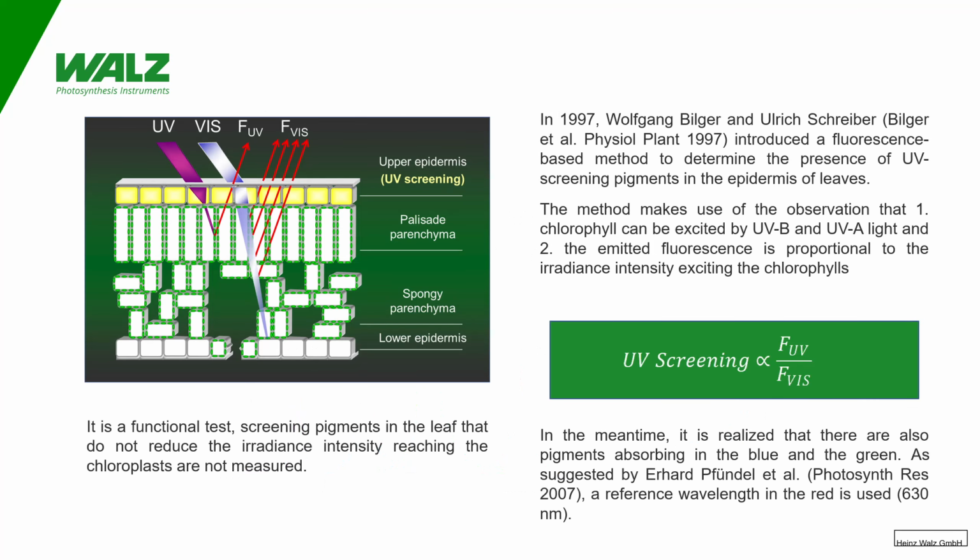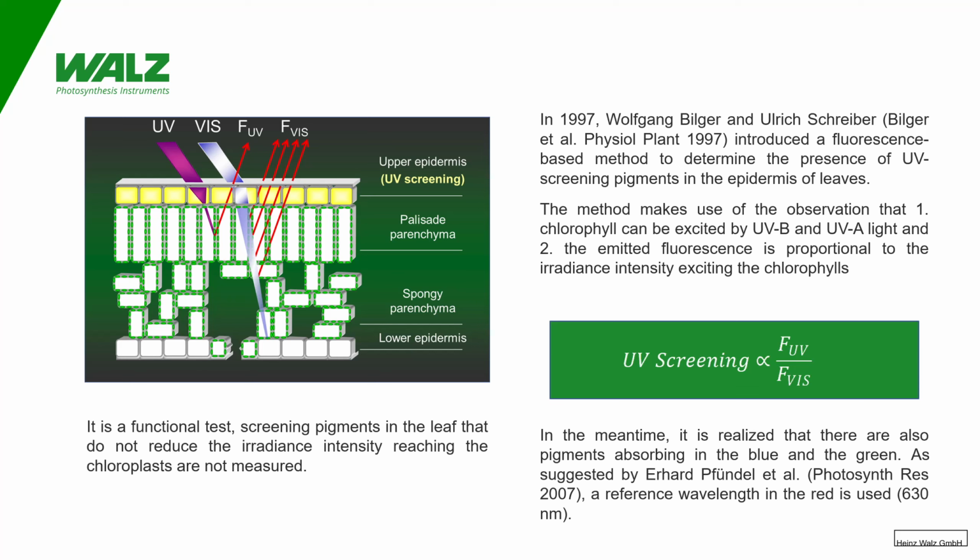The fluorescence-based screening method was developed by Wolfgang Bilger and Ulrich Schreiber and was published in Physiologia Plantarum in 1997. The cartoon in this slide tries to illustrate the principle of the screening method. It is maybe not widely known, but chlorophyll molecules can be excited by UVB and UVA light, and this leads subsequently to the emission of fluorescence.